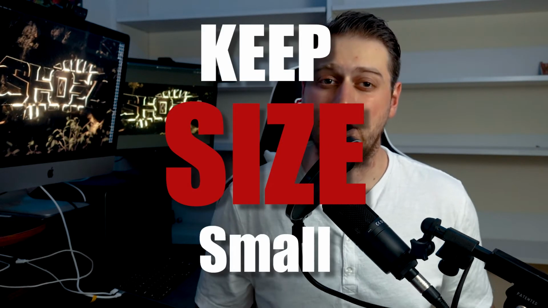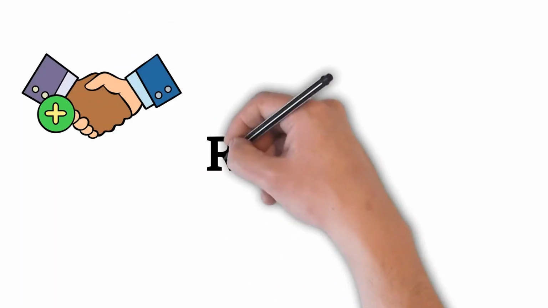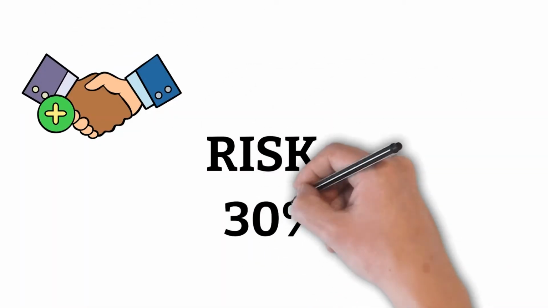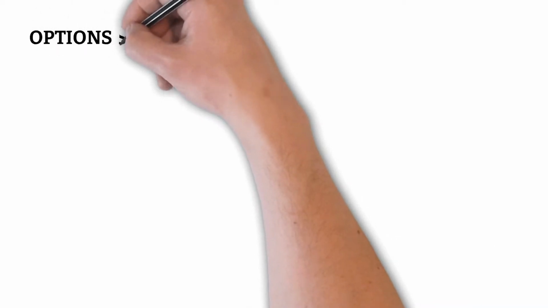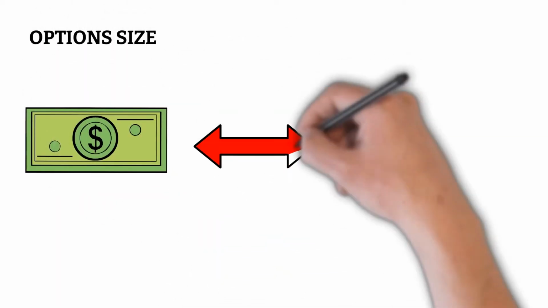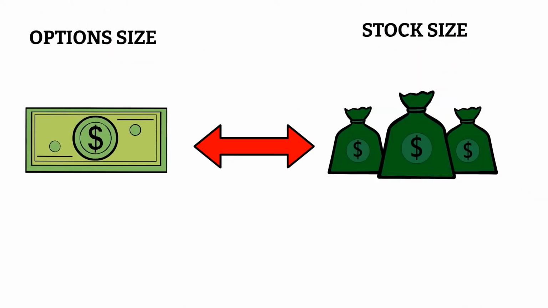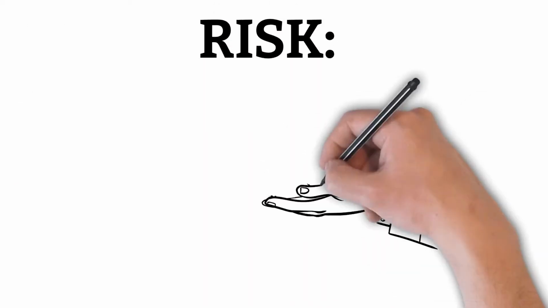Keep size small. When entering an options contract, your baseline risk should be 30%. This means you need to put significantly less size into a position than you would if you're just trading the normal stock. Luckily though, this also means you can risk less money and still expect great returns on the proper setups. Let me give you an example of how this works.